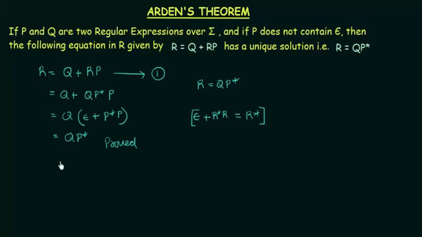Okay, now let's prove the second part. And what is the second part? The second part, we have to prove that this is a unique solution, means this is the only solution to this equation. So in order to do that, let me take this equation again, R equal to Q plus RP, and now in this equation let me replace R with this itself, that is Q plus RP. So Q plus, instead of R I'll put the whole thing, Q plus RP, and this P will come over here, this is P.